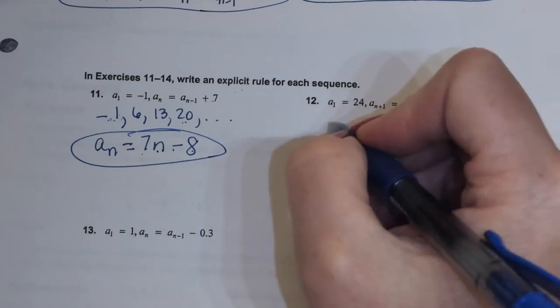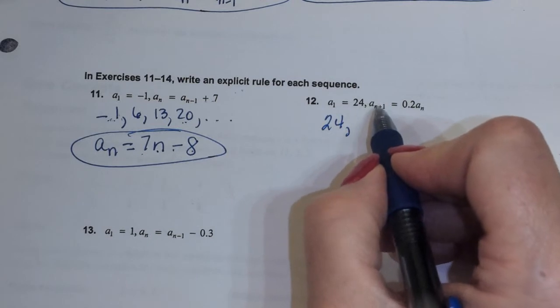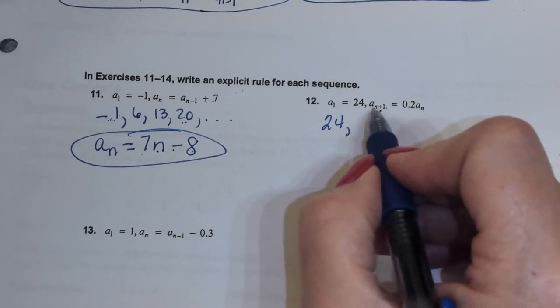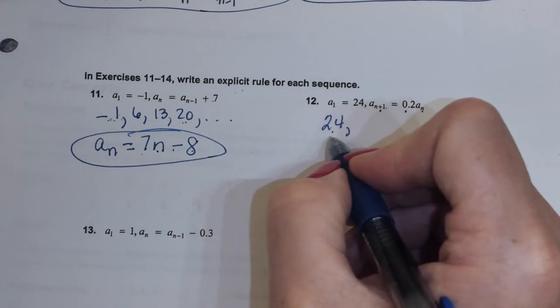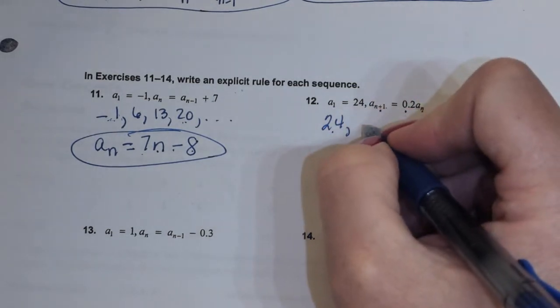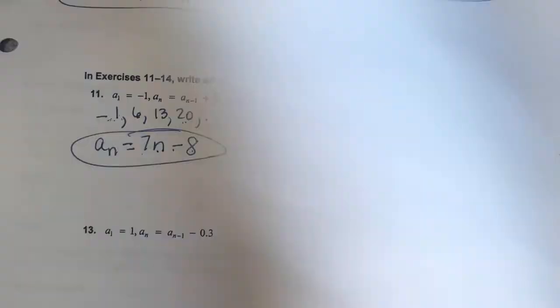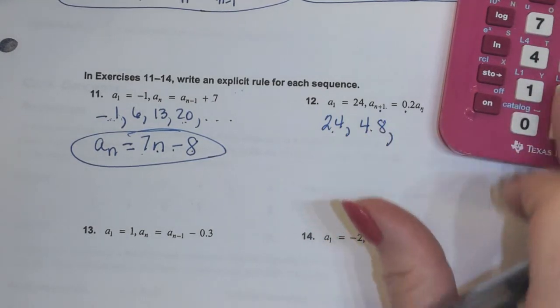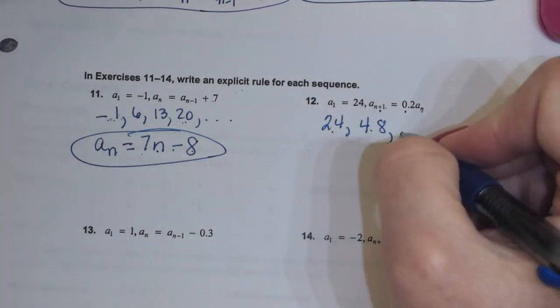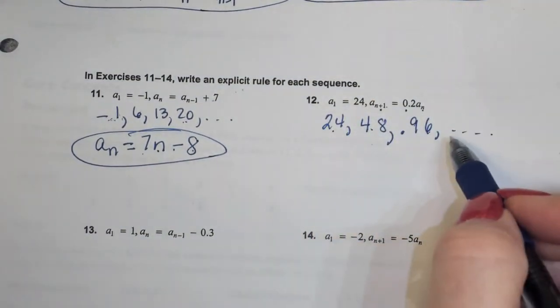So this says my first term is going to be 24, and then the next term, a sub n plus 1, meaning a sub 2, if I want to let n equal 1, is going to be equal to a sub 1 times 0.2. So I'd have to do 24 times 0.2, and that would be 4.8. And then I'd have to take that times 0.2. I'm just going to use a calculator to be sure. 0.96. Okay, so we can see what's happening here. Every time we're multiplying by 0.2.